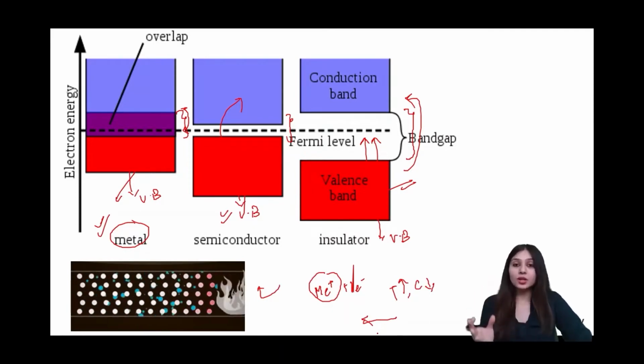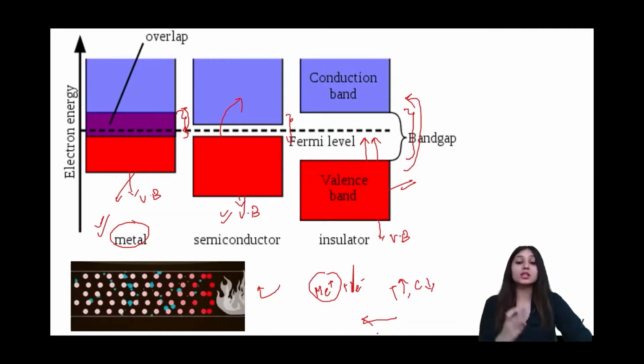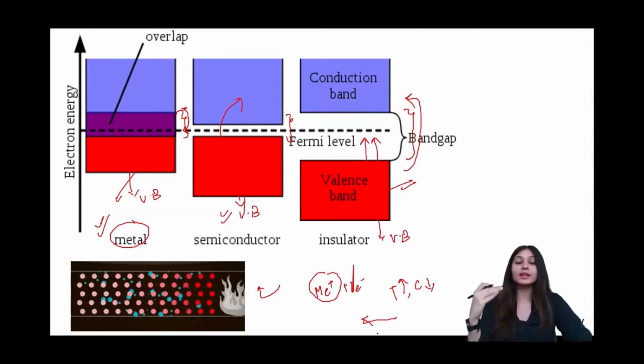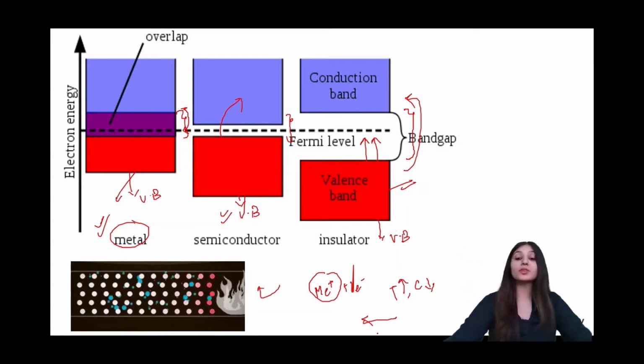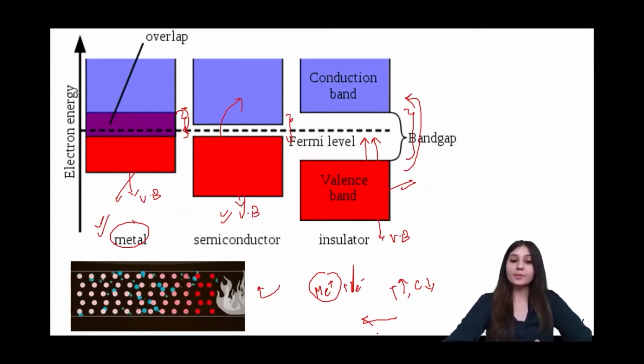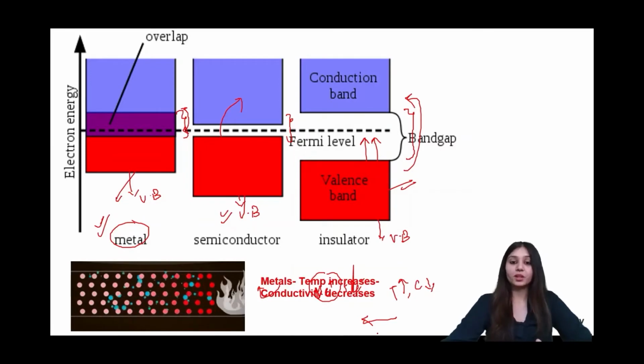In semiconductors, on the other hand, if you increase temperature, of course, the conduction is going to increase because the electrons are getting energy to go to the conduction band. So it is very important to know the difference of temperature effect in metals and semiconductors. Okay, so in metals, temperature increases, conductivity decreases.